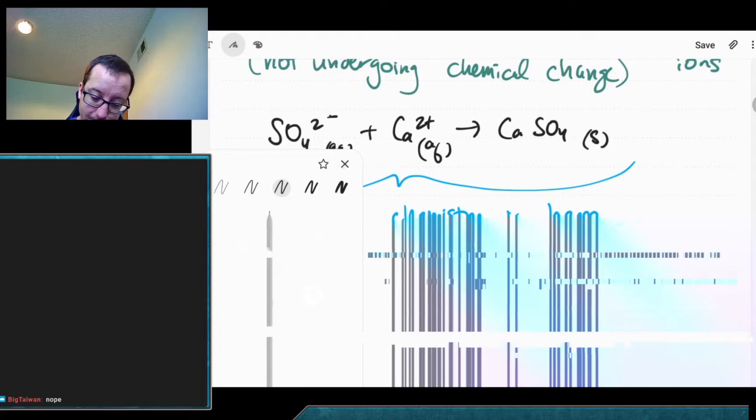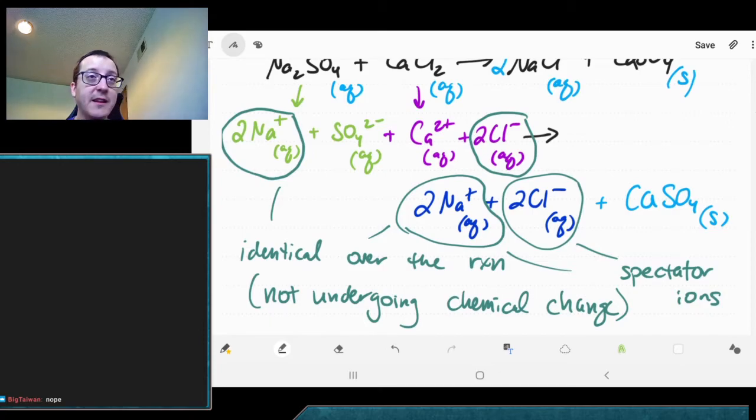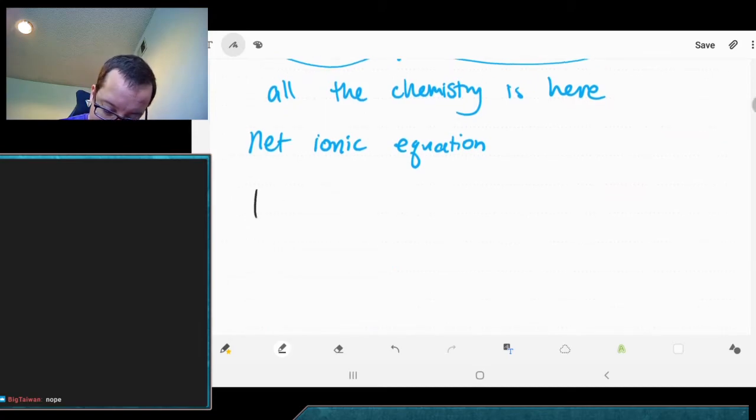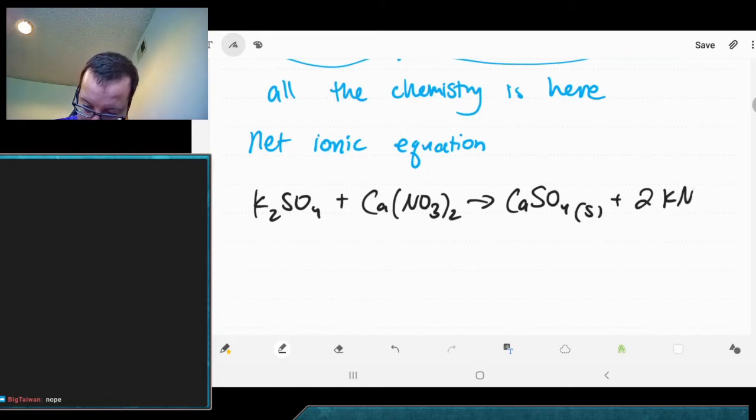We're going to see that all these spectators here, we could replace them with any other spectator if we wanted to. We would see the exact same reaction take place. For example, if we instead put K2SO4 plus calcium nitrate, we would still get calcium sulfate. And we would see that this would have the same net ionic equation.